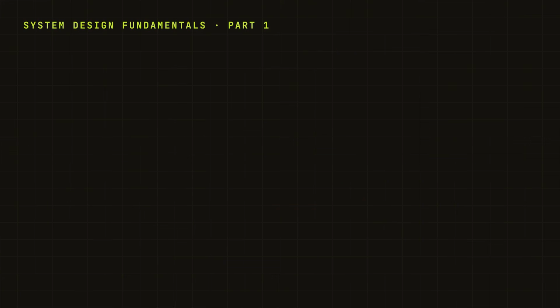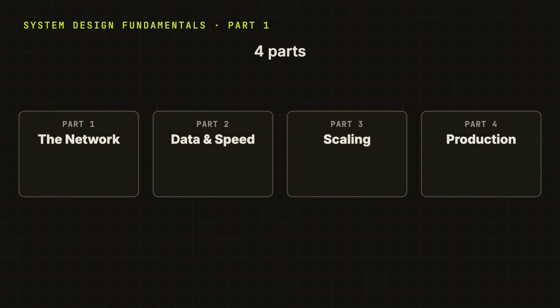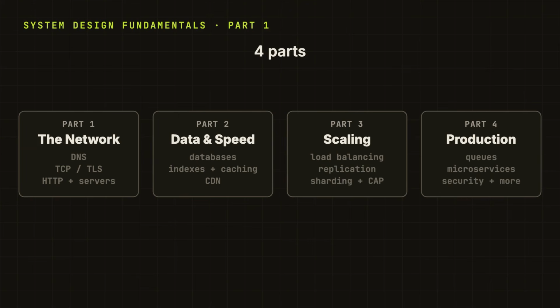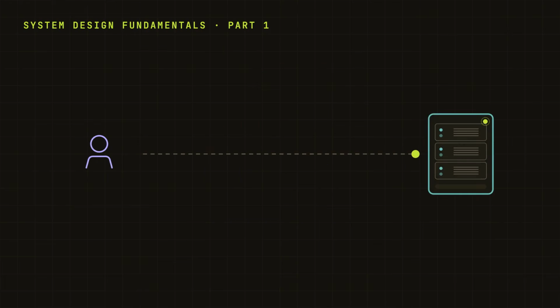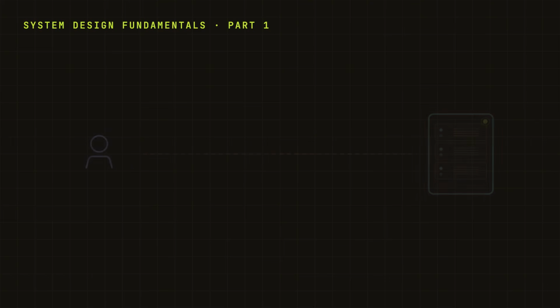And one thing to know upfront, this is a four-part series because there is genuinely a lot to cover, and I would rather teach it properly than rush it. This part 1 is about how a request travels the internet, how it even reaches a server. So let's start at the very beginning.